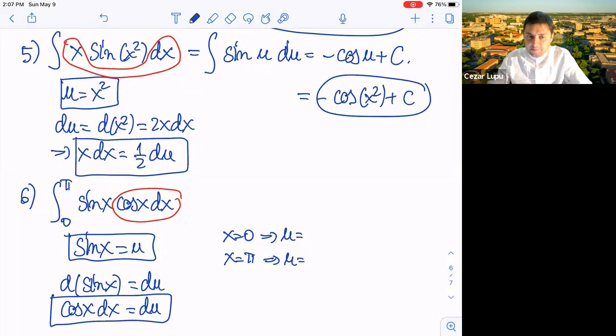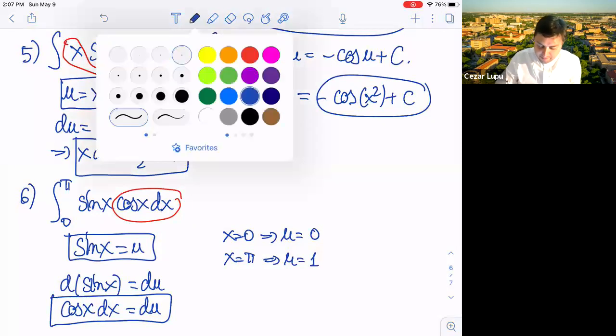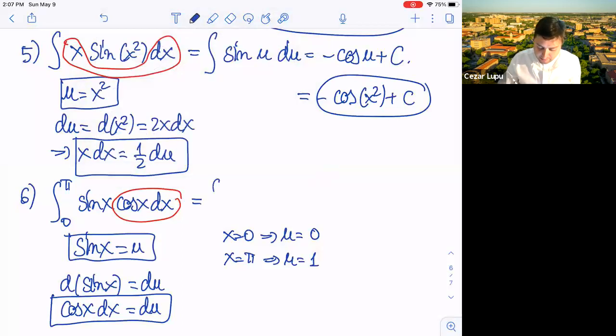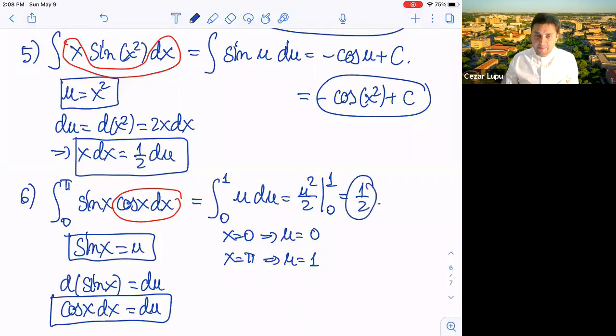Sine of 0 is what? Is 0. And now here we go. Sine of pi is what? Tell me. So the bounds will be 0 to 1, right? So this integral will become the integral from 0 to 1 of u du. So this would be u squared over 2 from 0 to 1, which will be what? Which will be 1/2, and that's the value. Great.